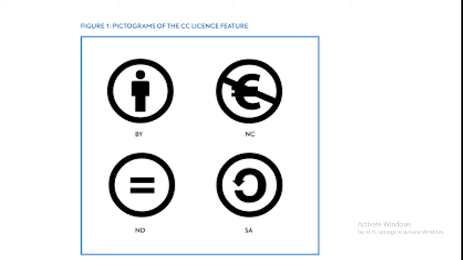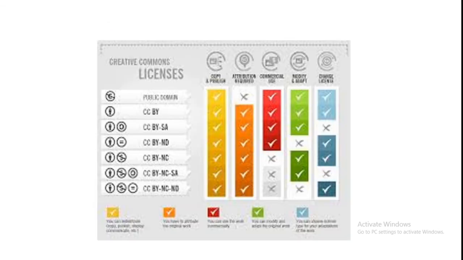Let us understand in a graphical way what is the difference between all. The first one is public domain, where you can copy and publish, attribution is not required, and you can use it commercially, modify and adapt, and change the license. If you see CC BY, Creative Commons BY, we can copy and publish, attribution is required, commercial use you can do, modify and adapt, and change the license.